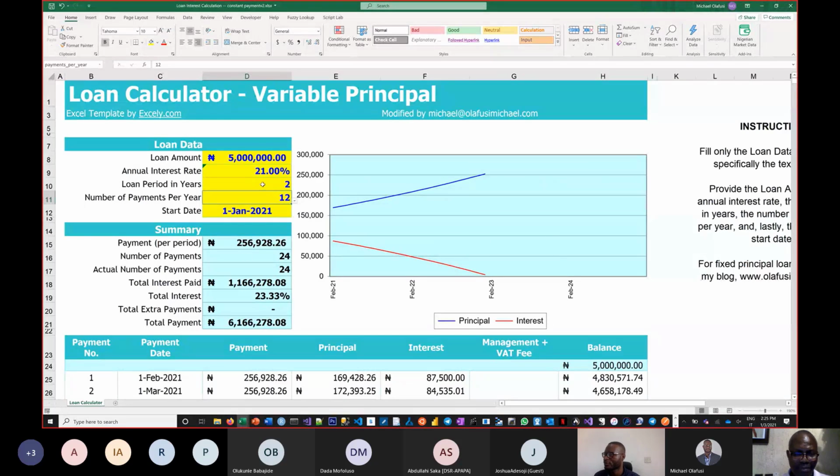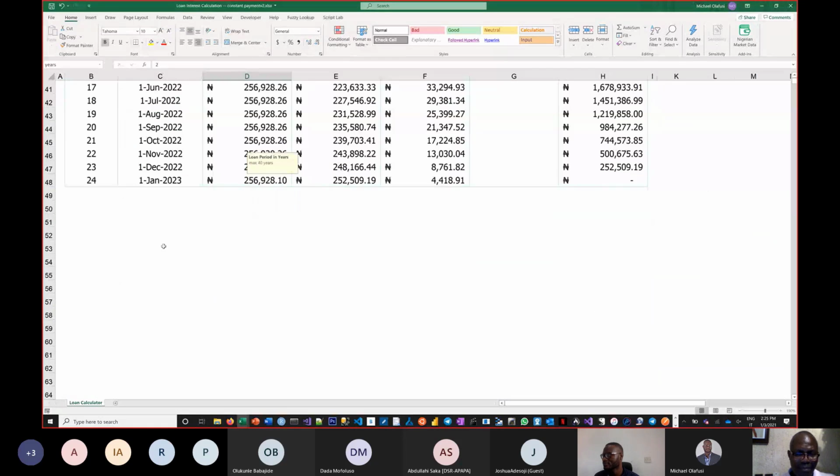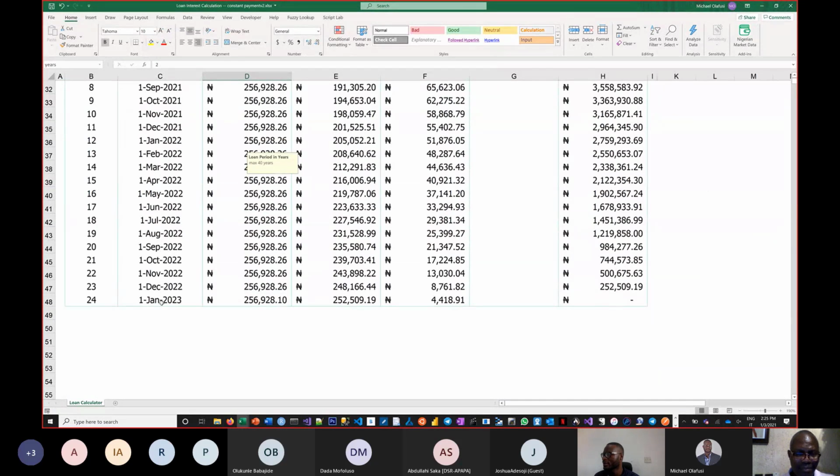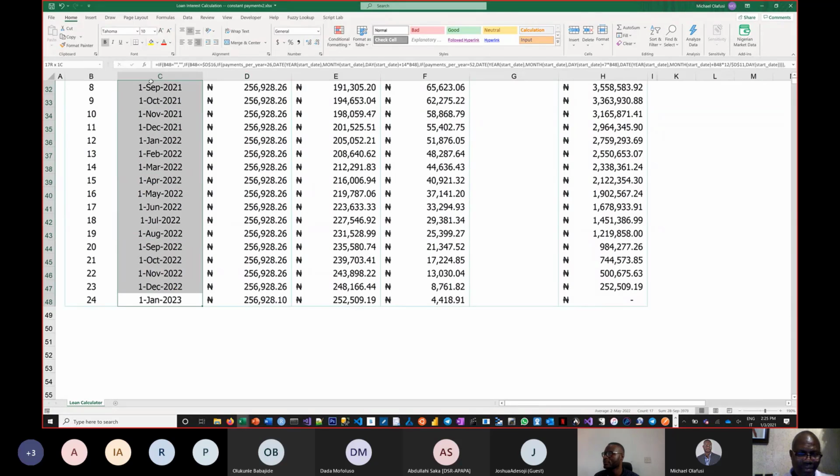So yeah, I misinterpreted this before. So this is the loan period in years, and the number of payments per year. So let's say it's a 2-year loan. If you check here, it's already letting me know that I will finish paying up this loan in January 2023.